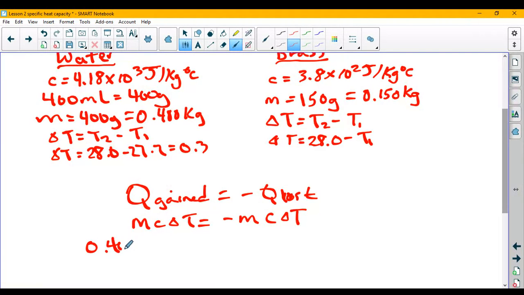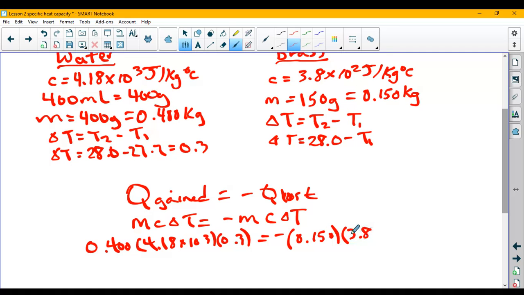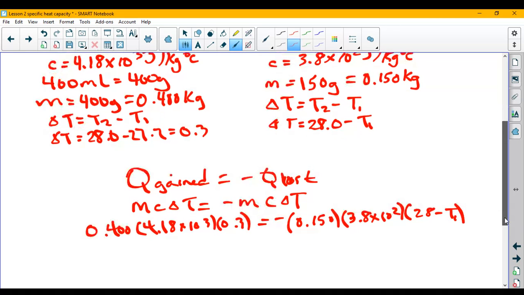So I know the mass, I have that, right? I know the mass of the water. I know the C value of the water. I can put that in. I know the change in the temperature of the water. Figured that out already. I know the mass of my brass. I know the C value of my brass. What I don't know is all of my numbers for my change in temperature. So I'm just going to write it out like we wrote it. There we go, 28 minus T1.